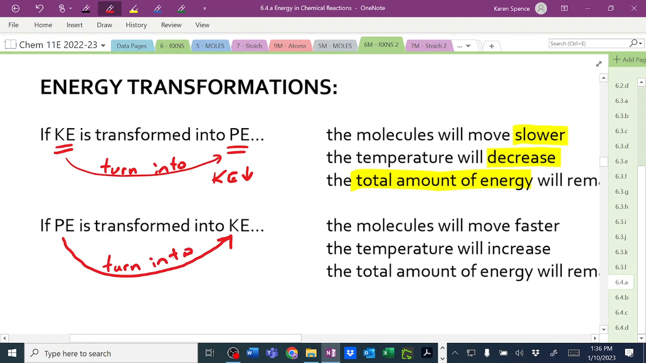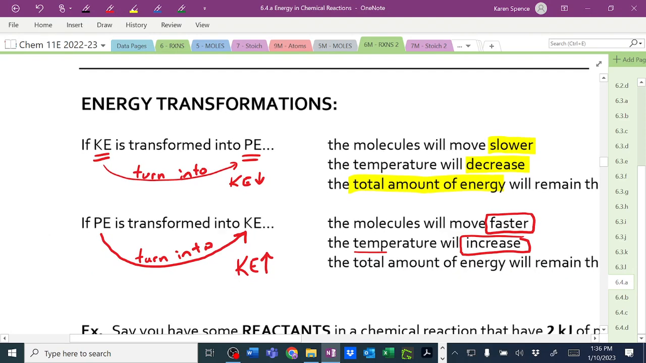What's happening to the amount of kinetic energy? Kinetic energy would be going up because we're turning potential into kinetic. Now we have more kinetic. That means that the molecules are going to move faster. Higher kinetic energy, faster molecules means that your temperature will increase.